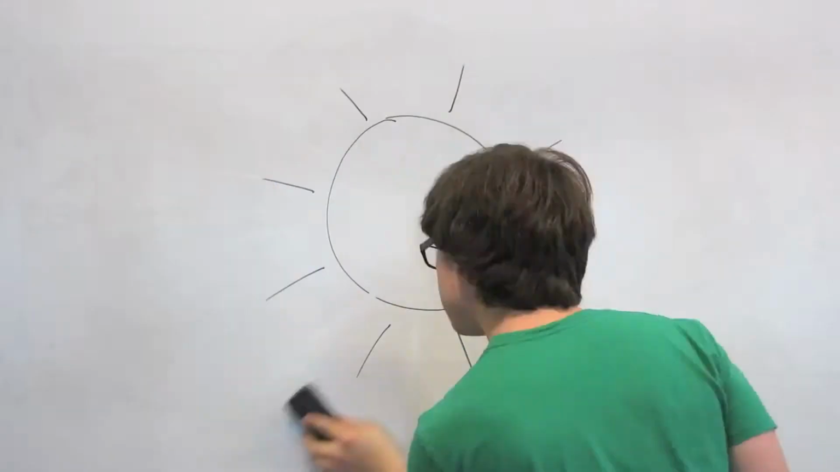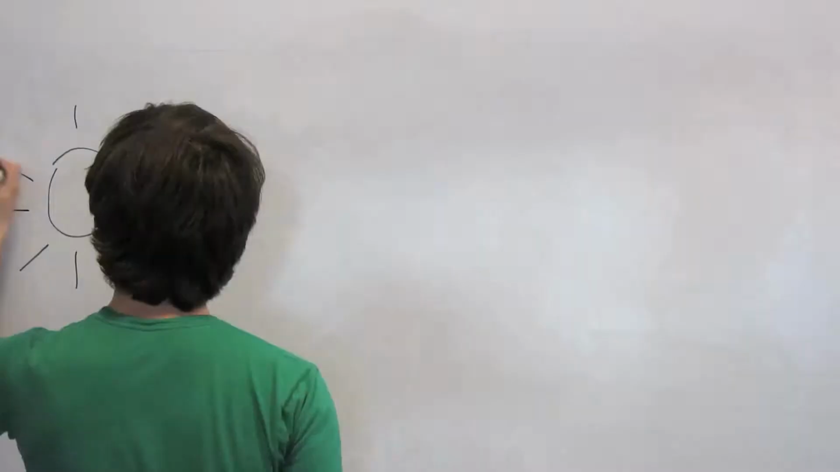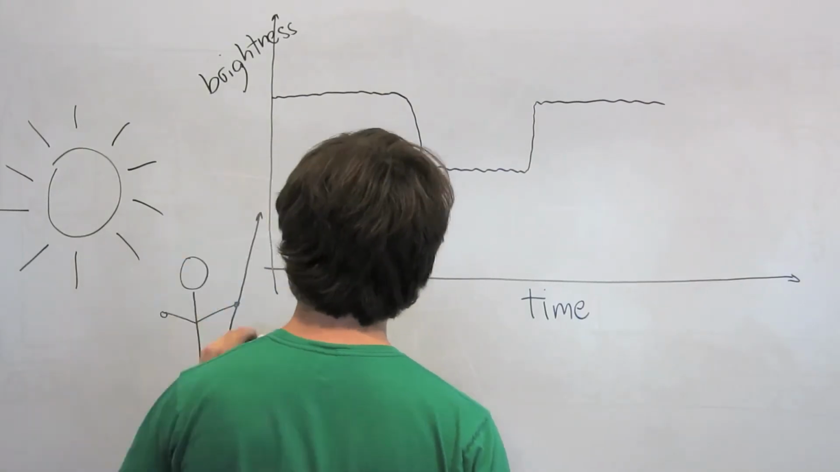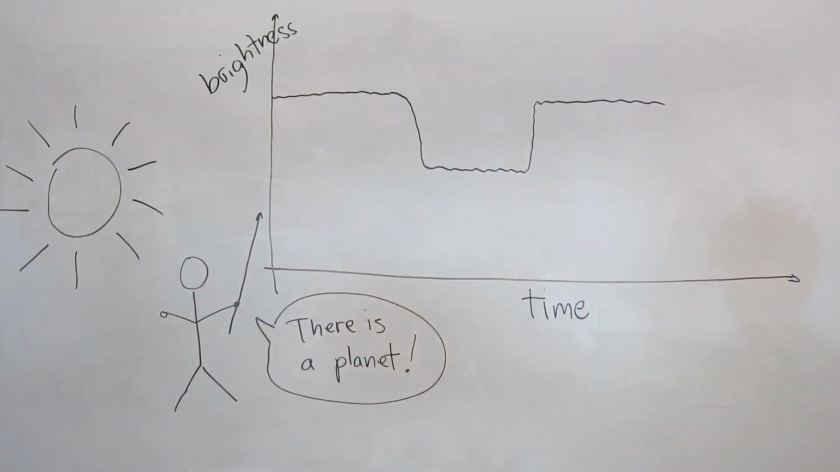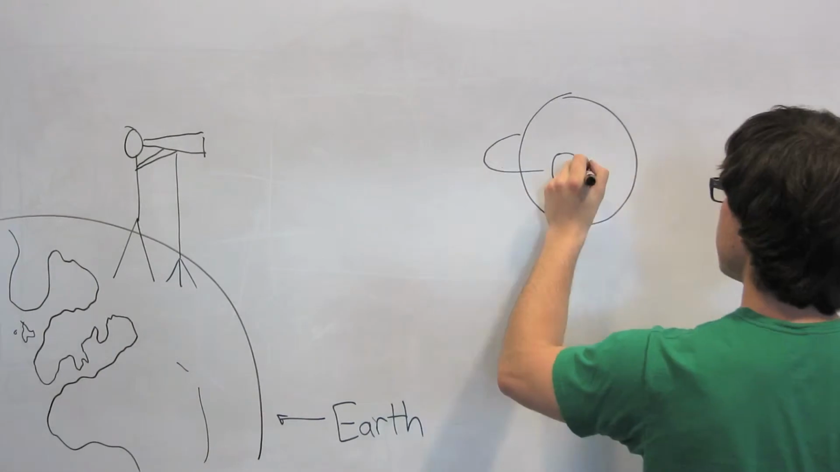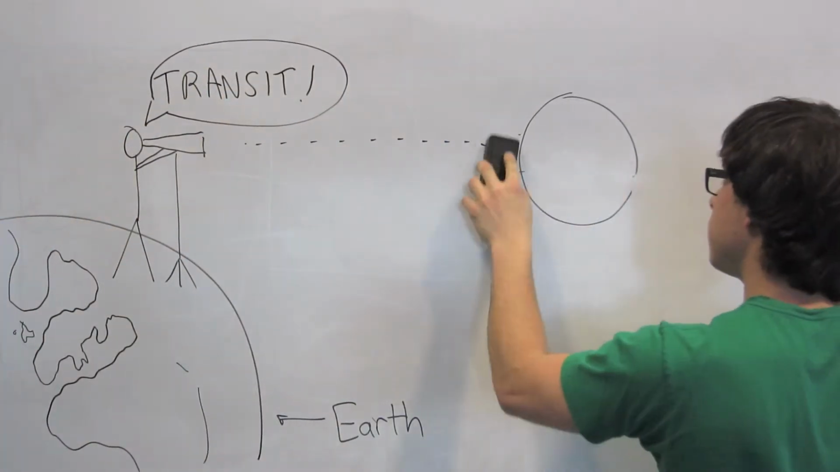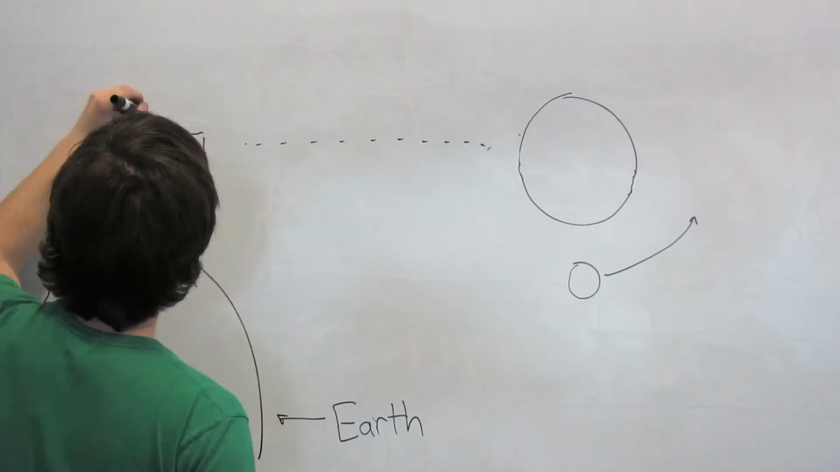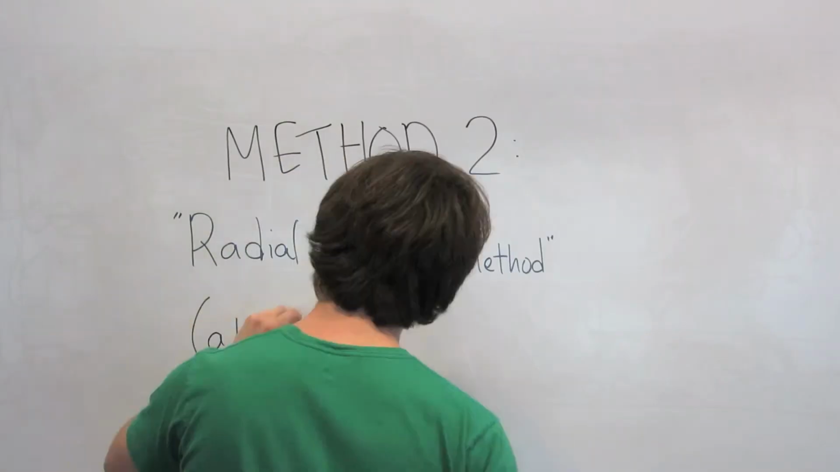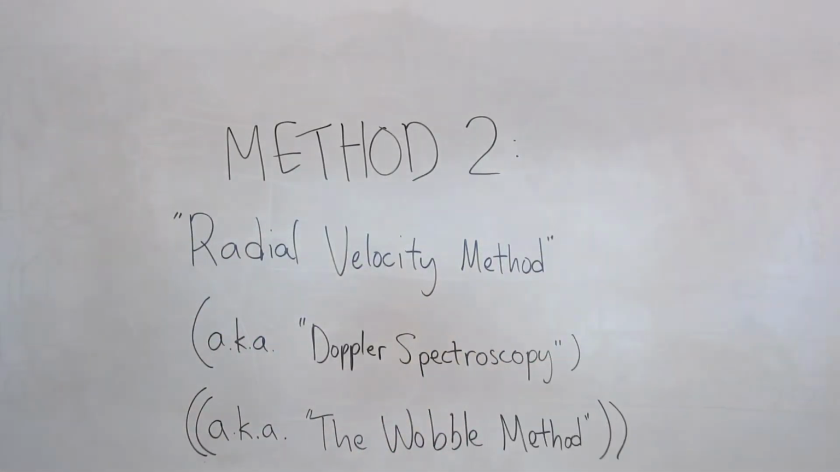By measuring the temporary loss of brightness as well as the time it takes for the planet to cross, we can make estimates about the planet's size and distance from the star. This method works great, but only when the planet, the star, and the Earth are in a straight line. When they don't line up, astronomers need to employ a different method to detect exoplanets, known as the radial velocity method, or Doppler spectroscopy, or the wobble method.